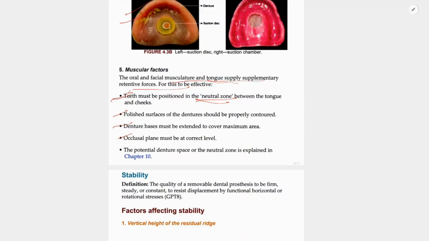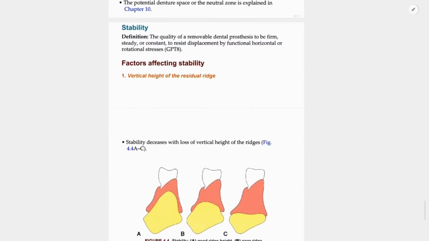So in muscular factors, what you have to remember by logic is that muscular factors means your muscles and the tongue that help for the retention. So how will this take place? If the denture surface is not polished, or the denture is not extended, or the occlusal plane is not correct, there won't be any retention. So these points are indirectly nothing but the principles of impression making. That's why it is very important to learn by heart the principles of impression making so that you can include those points in your subtopics.